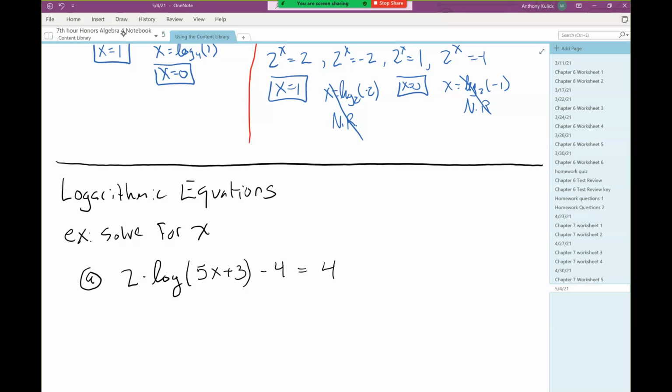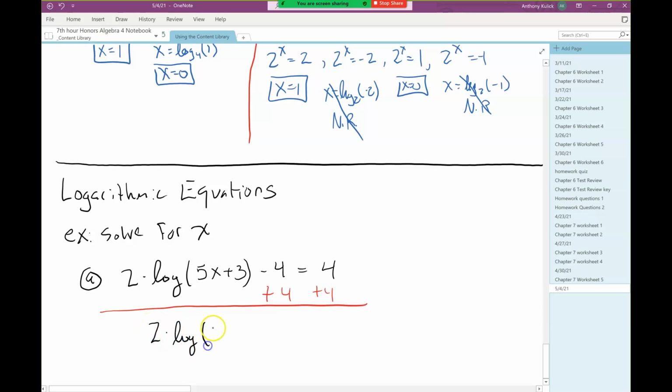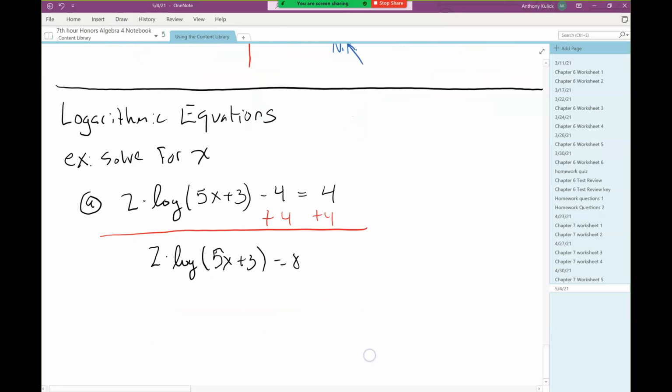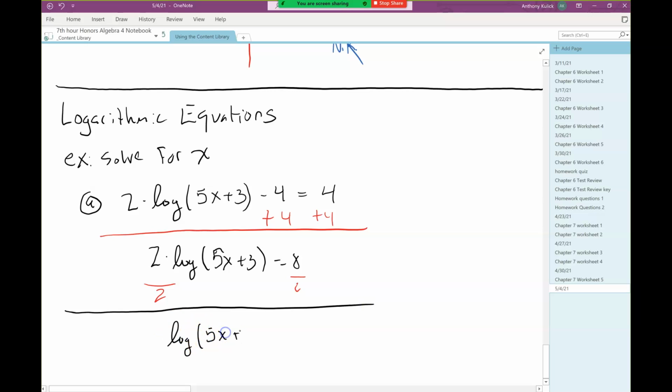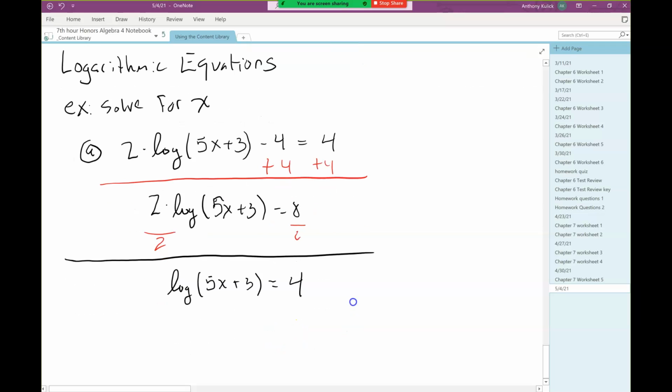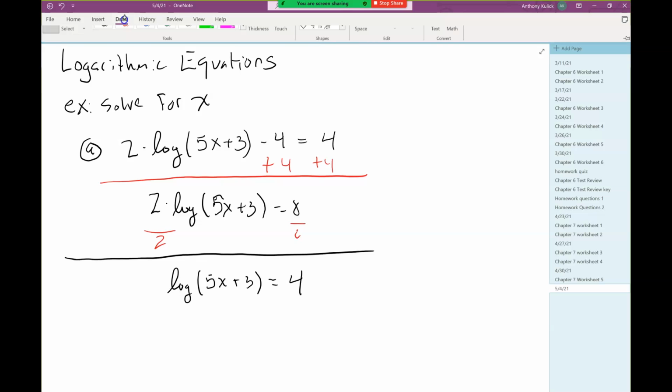What should I do first? Add 4 to both sides. Lovely. Then what? Good. Then what?